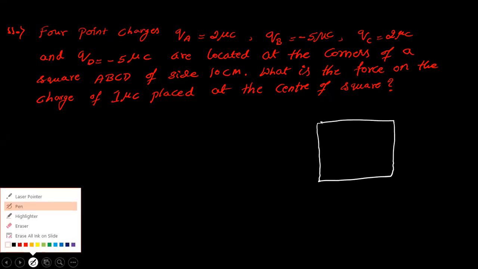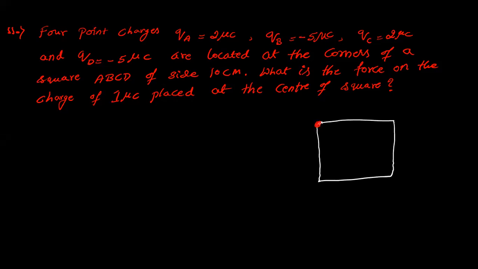So four charges are placed. I'm placing the four charges at the four corners. This is 2 microcoulomb, QA. And here minus 5 microcoulomb. And again 2 microcoulomb. And again minus 5 microcoulomb. I can call these A, B, C, and D points.